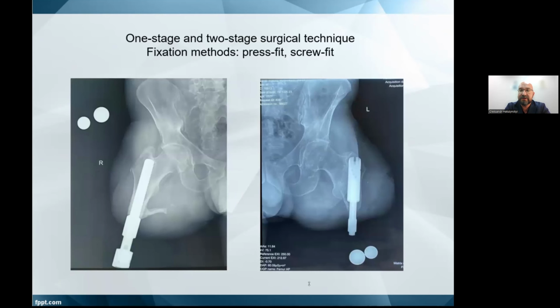Today, there are two types of fixation of osseointegrative prosthesis in the bone: press fit and screw fit. The press fit implant is driven or pressed into the bone marrow canal after processing with special reamers. This is a one-stage technique. Screw fit implants, on the right, are screwed into the bone. Usually, this is a two-stage technique, but sometimes, more often on the shoulder, it is possible to install the implant and abutment in one stage.